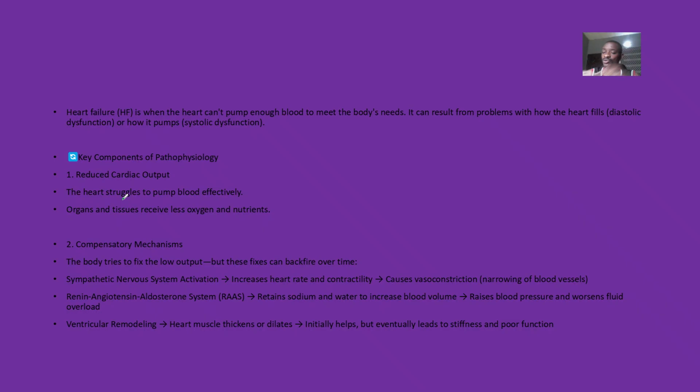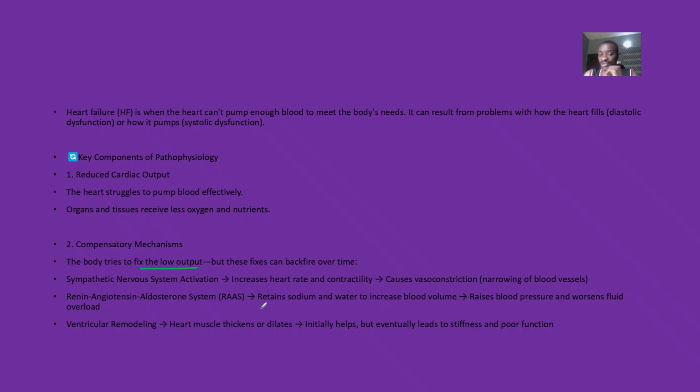So the heart is struggling to pump blood effectively, and organs and tissues receive less oxygen and nutrients. Then come compensatory mechanisms. The body tries to fix the low output, but these fixes can backfire over time. The sympathetic nervous system is activated to make the heart beat faster to compensate, but this can lead to issues with blood vessels.